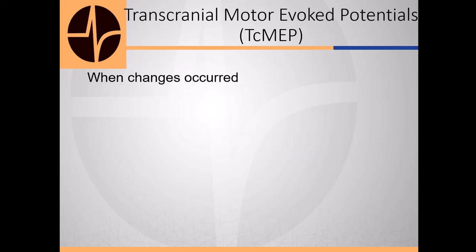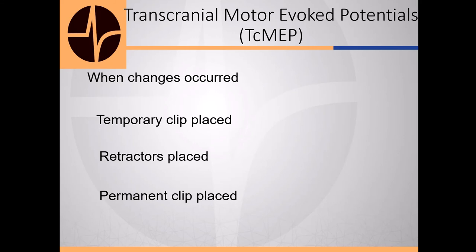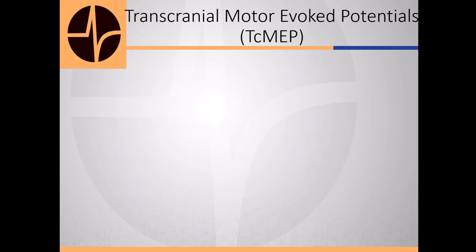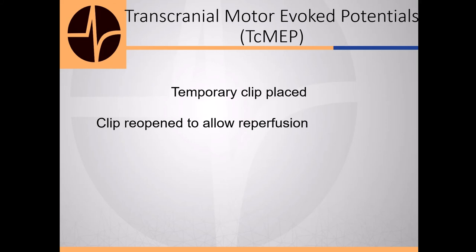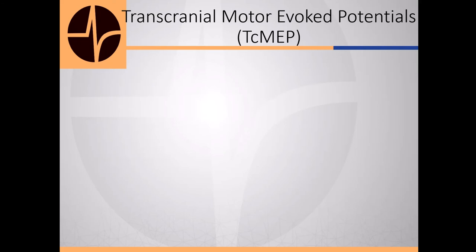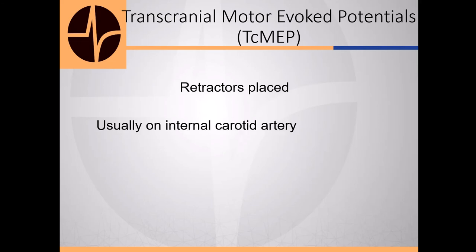MEPs. These changes will occur when the temporary clip is placed, the retractors are placed, or the permanent clip is placed. So when the temporary clip is placed, you let them know and ask them to reopen the clip to allow reperfusion. And they're going to have to keep the clipping as short as possible. Retractors placed. This is going to be generally because it's on the internal carotid artery.